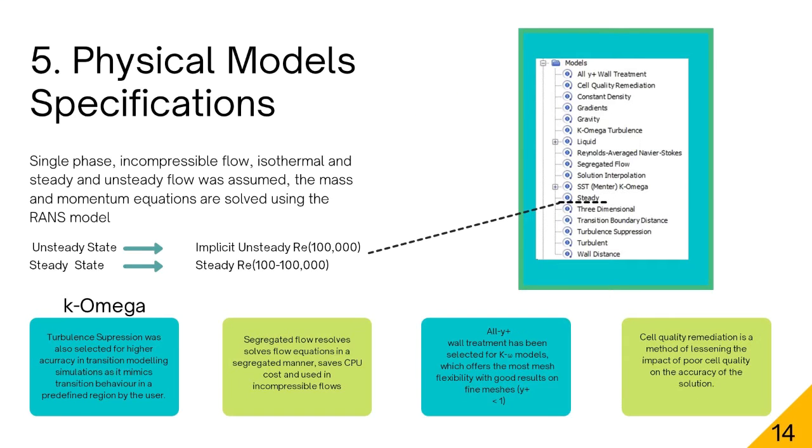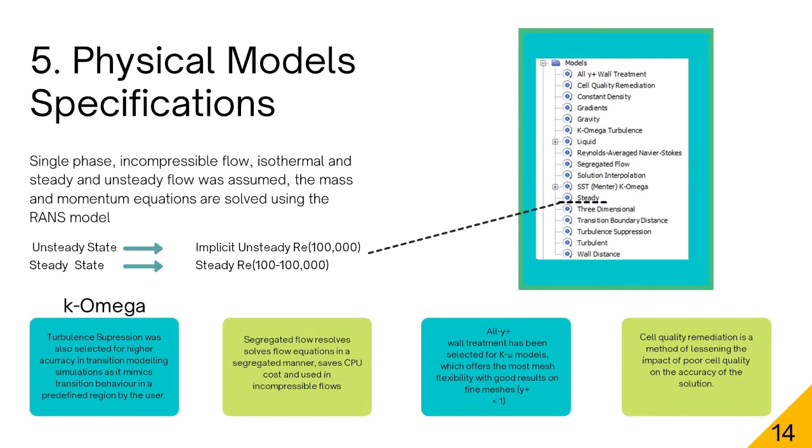Physical models selected in the simulation were K omega, as it has better performance, and its best advantage is that it may be applied throughout the boundary layer, generating more accurate results for the transition region as well as the turbulent region. Turbulent suppression was also selected as it mimics transition behavior. All Y plus wall treatment was selected, which offers the most mesh flexibility with good results on fine meshes for Y plus values below 1. Quality remediation lessens the impact of poor cell quality on the accuracy of the solution.